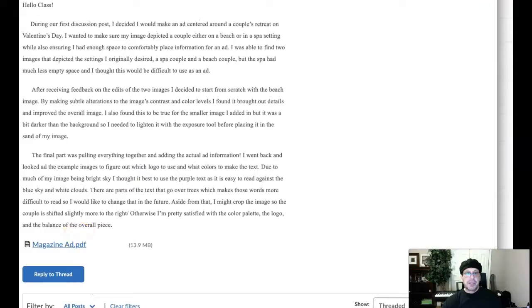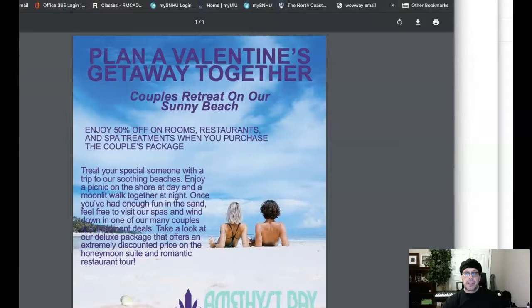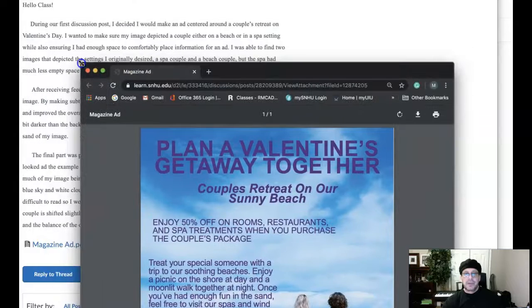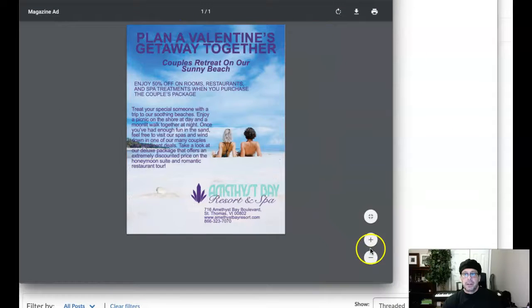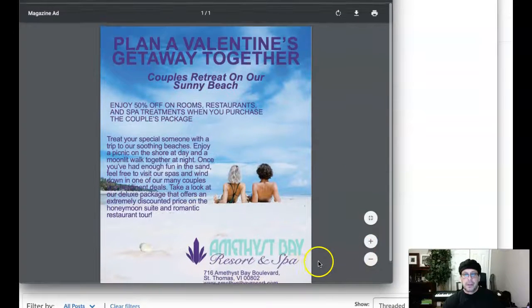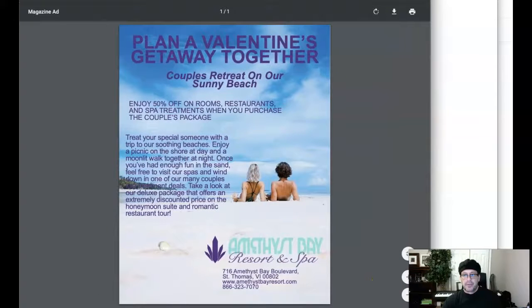Let's go ahead and take a look at the ad. I've got the ad up in a separate window, and I just want to resize this so that we can get it in the window. Okay, almost there, almost there. So sorry about this. Okay, perfect. All right, let's go take a look.